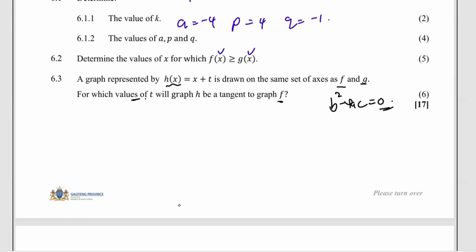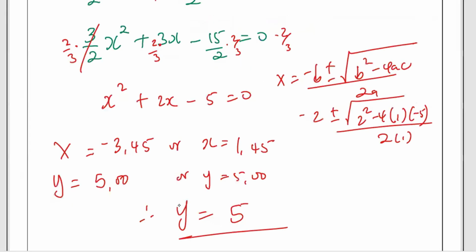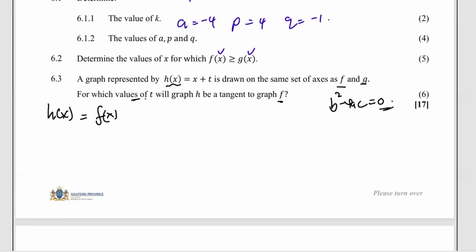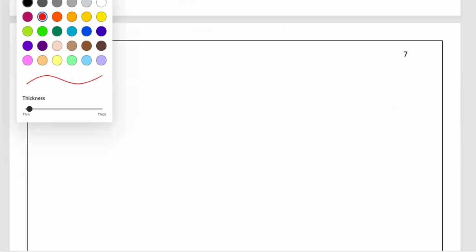Number one, when the graphs are intersecting, they have to be equal to each other. So h of x must be equal to f of x. So we're saying x plus t. Let's just put it this side. We have this as 6.3, which is x plus t, should be equal to negative 4 over x plus 4 minus 1. Is that correct?